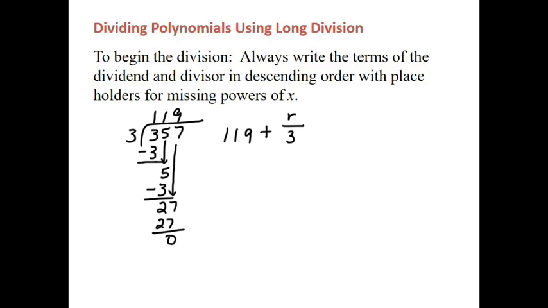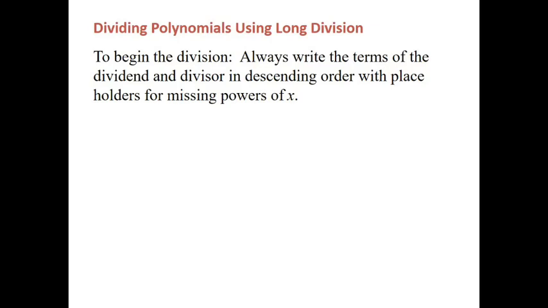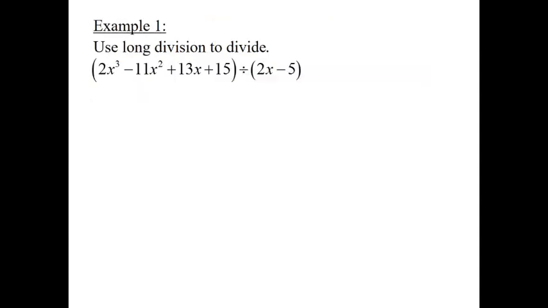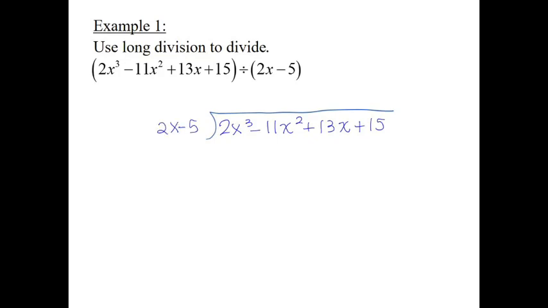So let's use their example. We're going to use long division to divide 2x cubed minus 11x squared plus 13x plus 15. And we're going to divide that by 2x minus 5. So we write our dividend, our division sign, and write our divisor, just like we did when we were doing numbers. Now you only look at the first term right now and you say, what times 2x will give me 2x cubed? And that would be x squared.